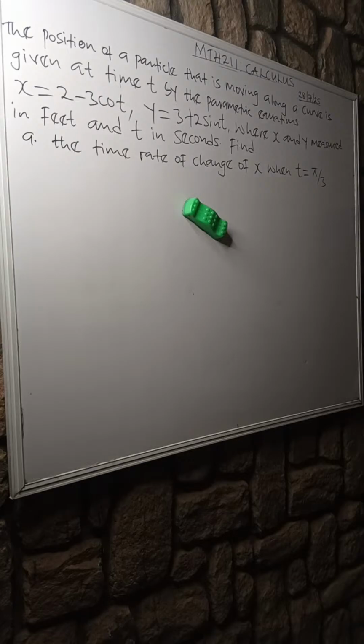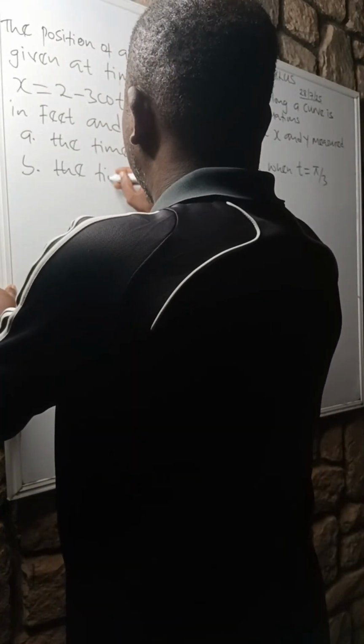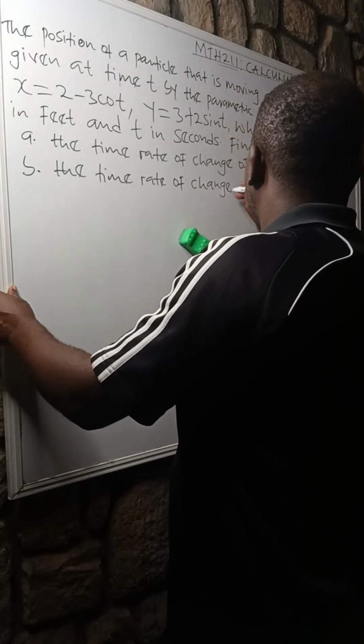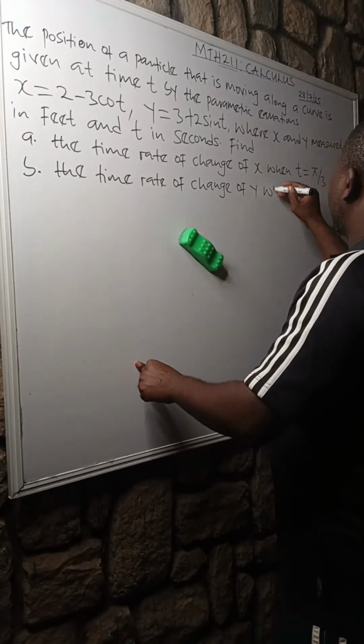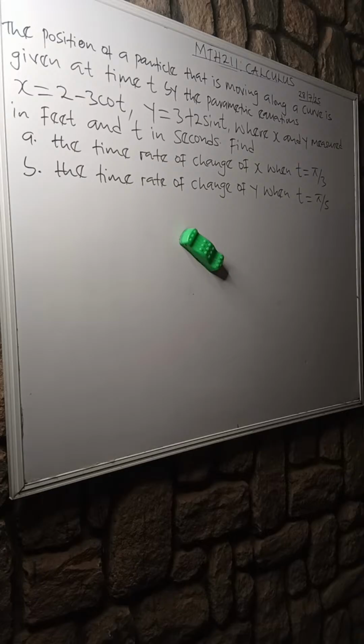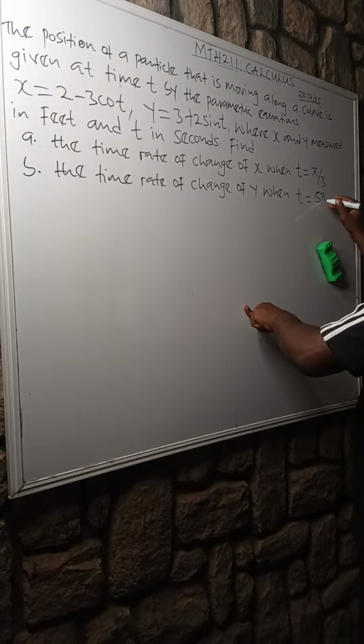B, the time rate of change of y when t equals, write it down, the time rate of change of y when t equals 5 pi all over 3, sorry.